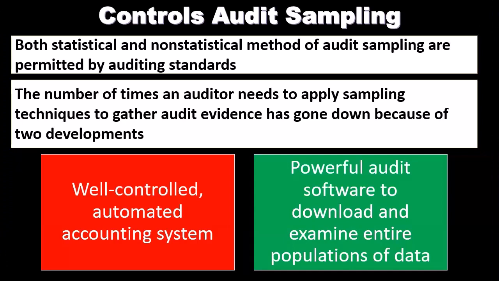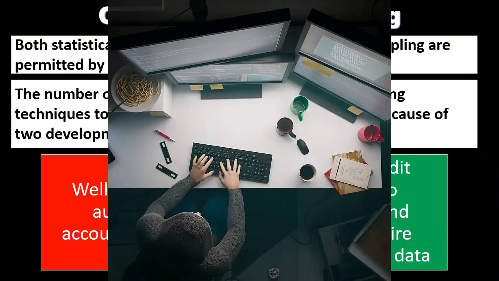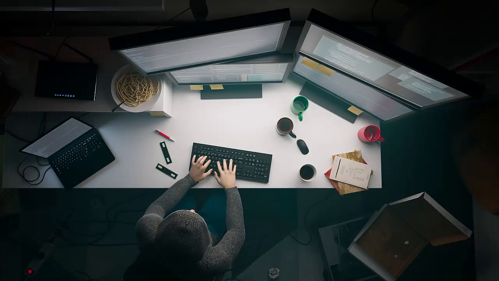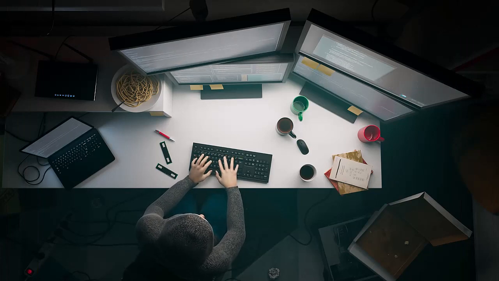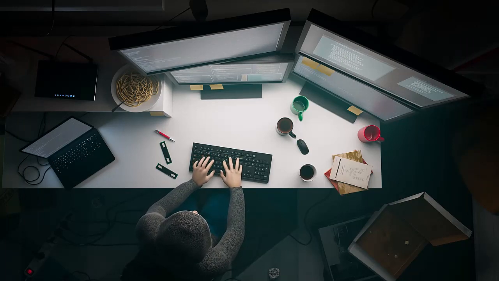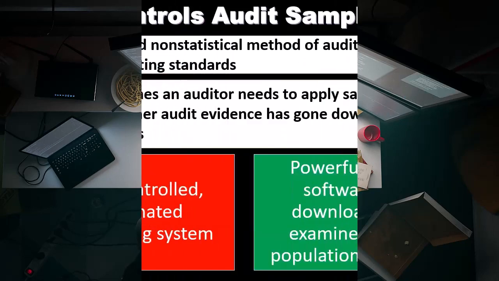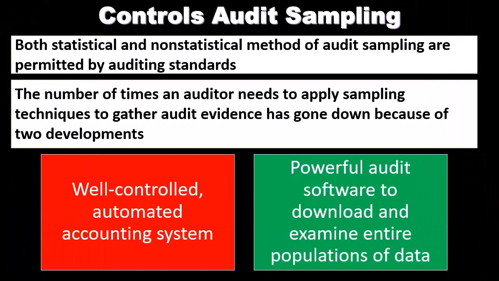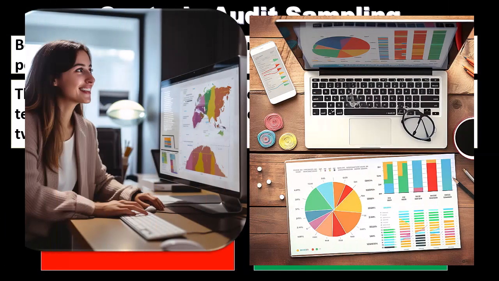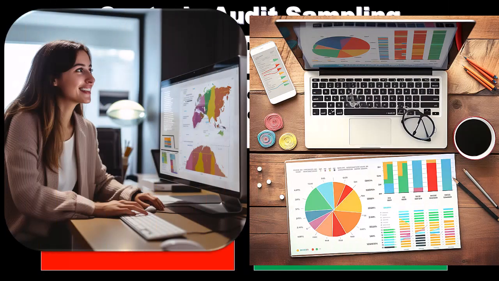So the automation of things that are systemized or standardized means that we can usually rely on the system and check to make sure that the inputs are correct. And if they are, and it's a very standardized or set process of calculations, then the computer can be fairly relied on in terms of the control, and less testing or less sampling would be necessary.